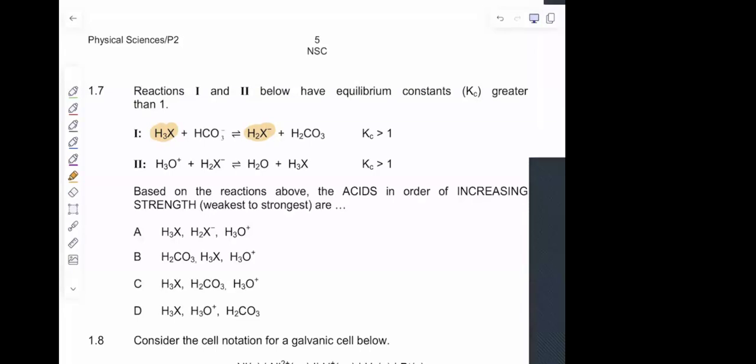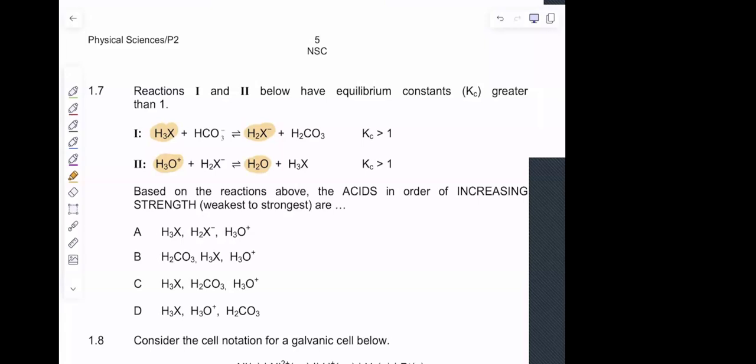Let's look at reaction number 2. We've got H3O plus, which becomes H2O, and H2X minus becomes H3X. So then again, there we're going to have H3O plus giving off a hydrogen to become H2O. Very important there. So already in that case, we know that our first two strong acids are going to be H3X and H3O plus.